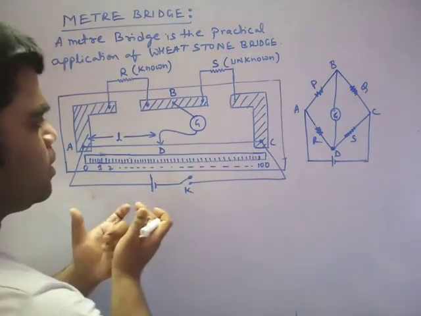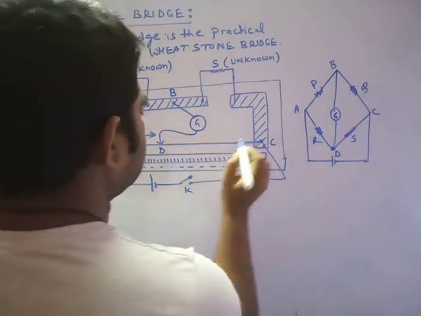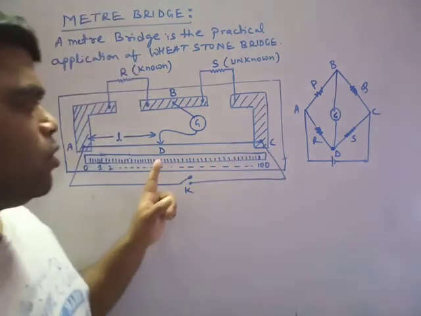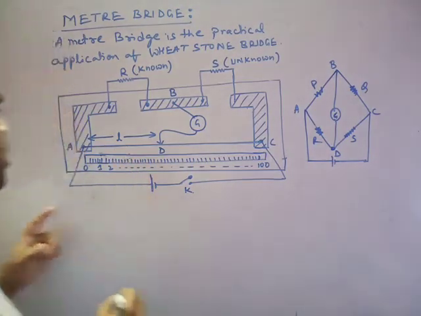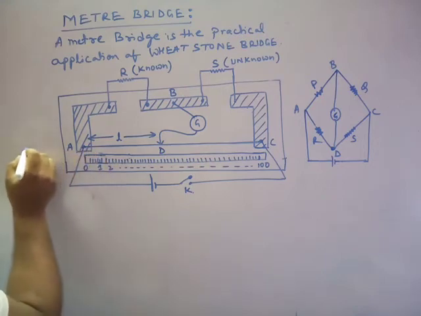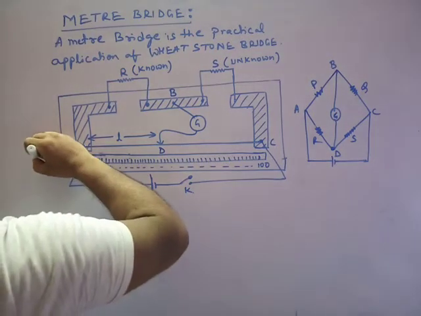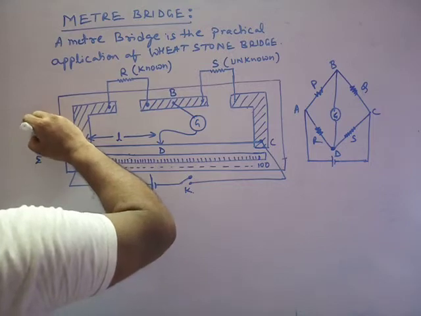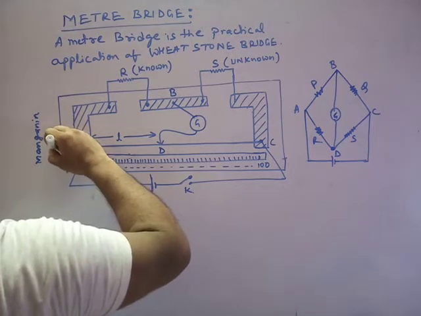And this is a wire. This is definitely not a metallic wire. It is a wire of alloy. Mostly this alloy is constantan or manganin. So I think I have a space, so let me write here. It is manganin, M A N G A N I N, manganin or constantan.